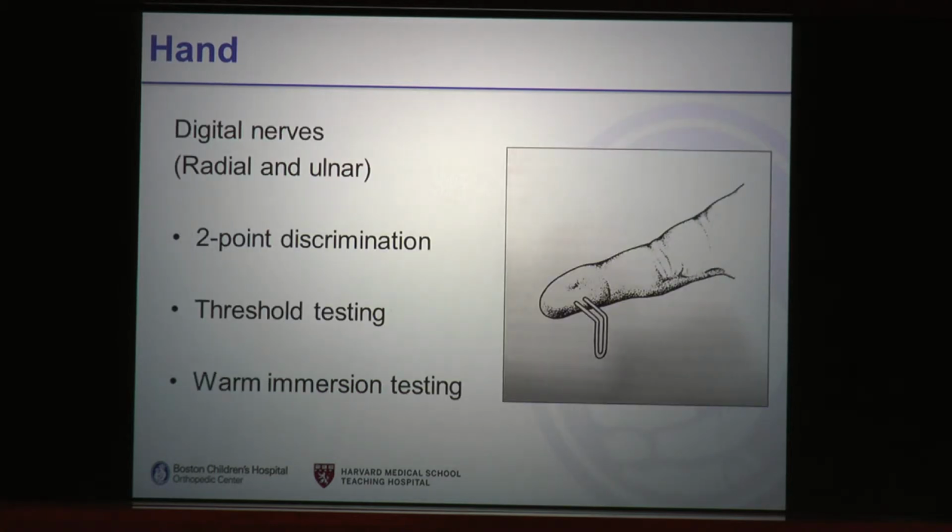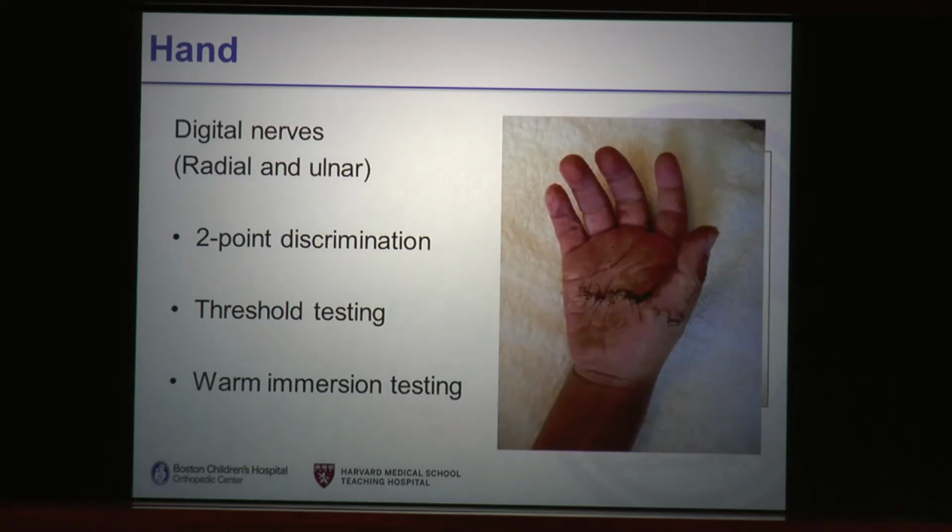There are many other things that can be done. So there's threshold testing. We can look for 2-point discrimination. We can talk about that in the breakouts. And sometimes it's just hard to know. And so I just offer you this pearl.